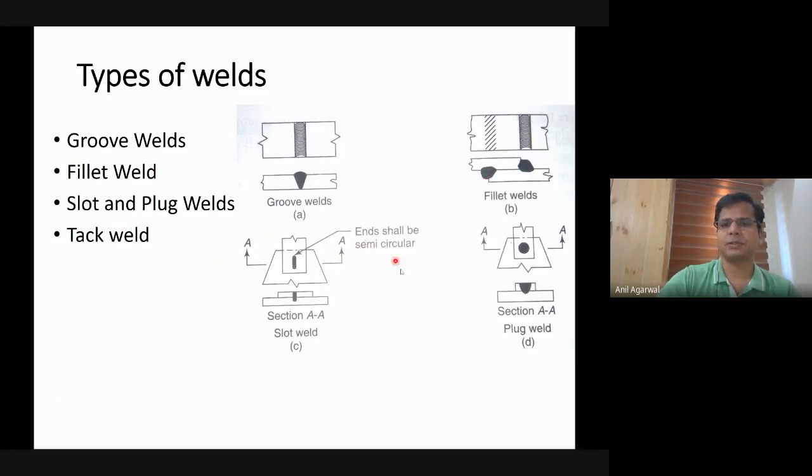Then there may be options or varieties of fillet weld which are known as slot or plug weld and tack welding. The pictures here represent slot weld or plug weld. So these are just a variation of fillet welds. What happens should be quite clear from the picture. The slot weld and plug weld are basically the same, except that in case of a plug weld, you have a circular hole, and in case of a slot weld, you have a slot.